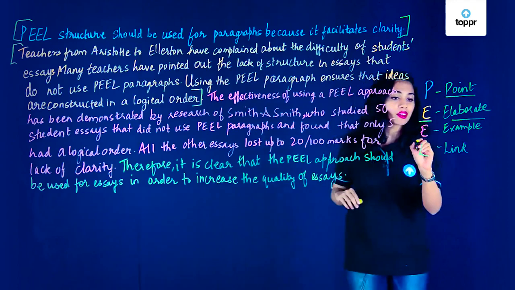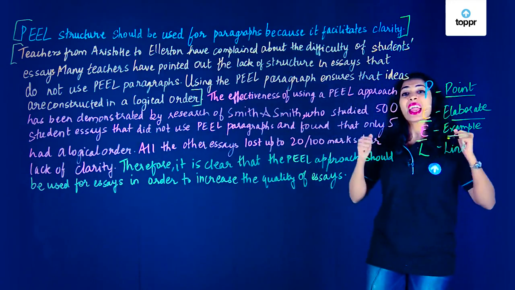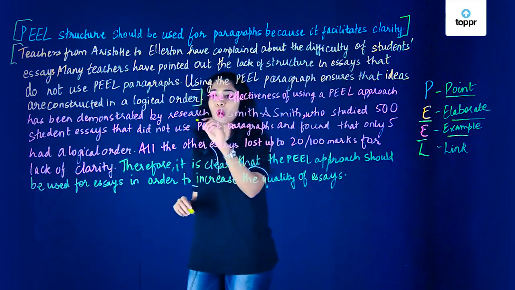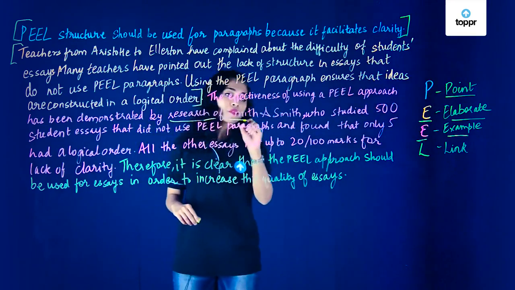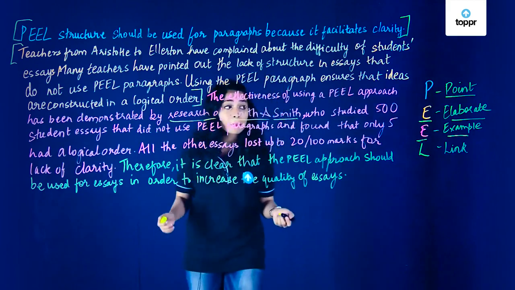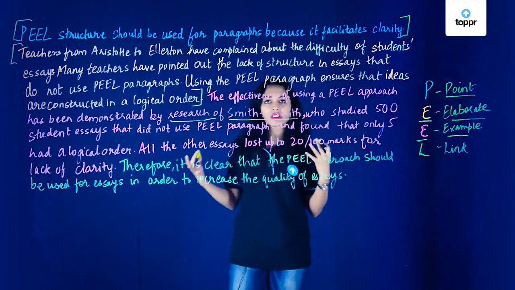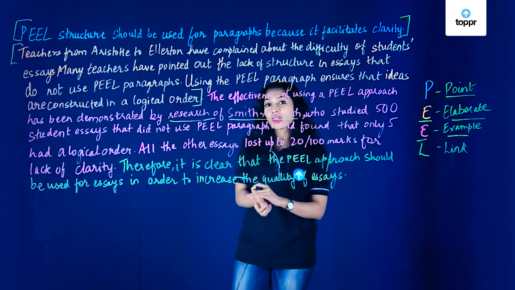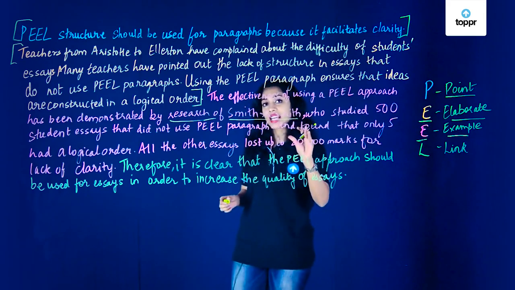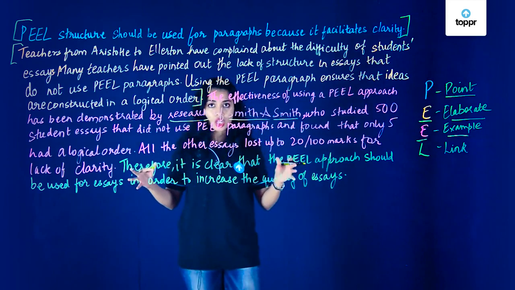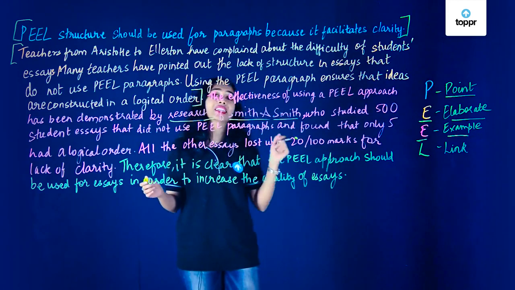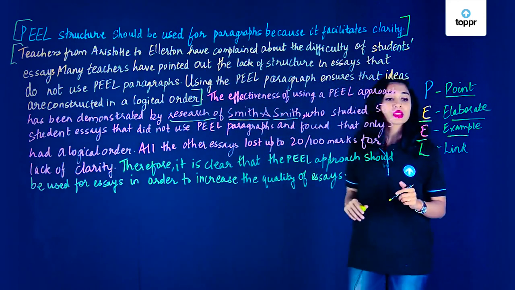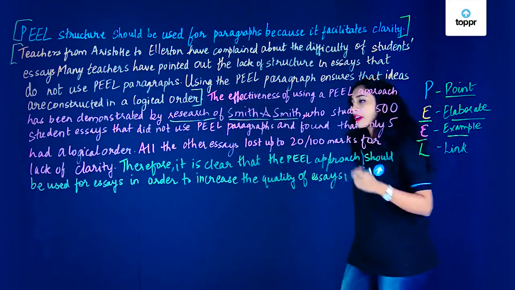So here we have given an example, we have provided evidence, and this will really interest the readers because we have spoken about the research of the Smith and Smith firm, and they studied over 500 essays, and what did they find out? They found out that only 5 essays had logical structure or clarity because they did not use the PEEL paragraph technique. Let's look at the green part.